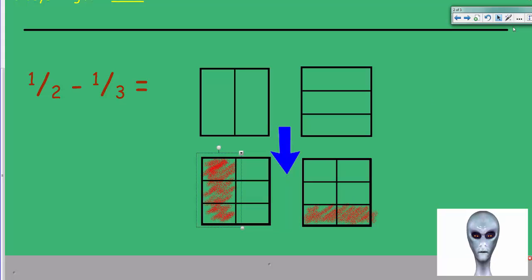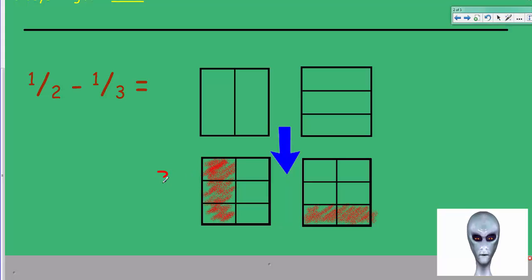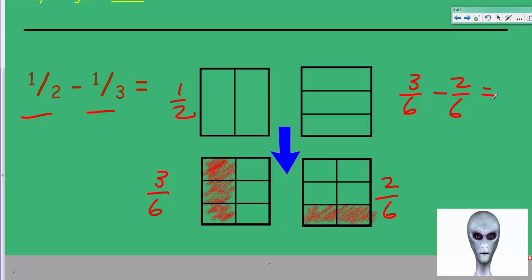Well, we can write those down. Get my pen out. Obviously we have 3/6, which means that was equal to our 1/2 that we had up here. And then down here we have 2 out of 6. So now when we look at this, we're subtracting 1/2 minus 1/3. So basically we're going to do 3/6 minus 2/6. But this problem really just suddenly got really easy, didn't it? It is going to equal 1/6.